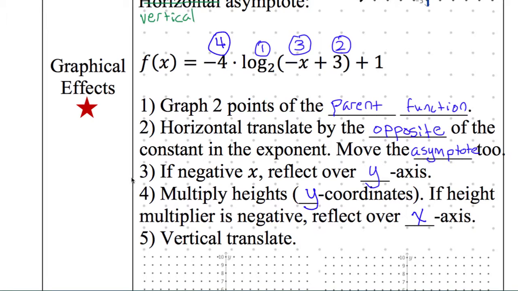And then finally, step number 5, which is the vertical translate. That is step number 5 out here. All right, so this should seem like it's a lot of review because it really is.